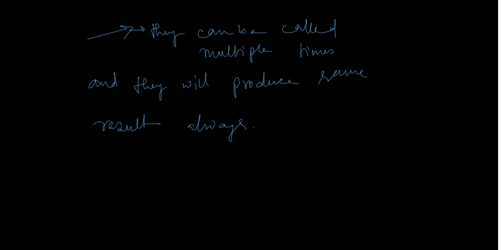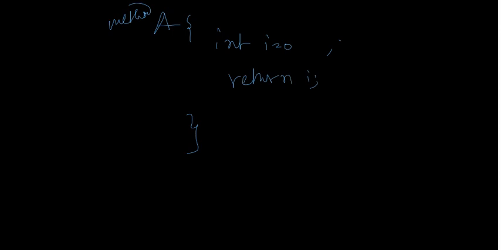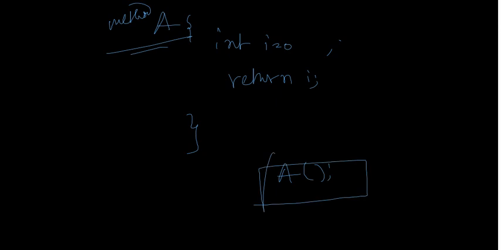So what do we mean when we say that calling multiple times will always produce the same result? Suppose there is a method A, and that returns a value, suppose I. We are calling method A. So what is happening? Whenever you call the method, it will always return the value.